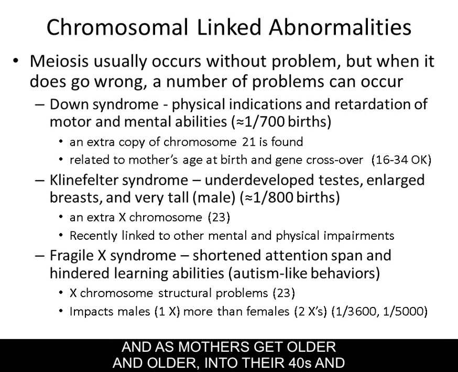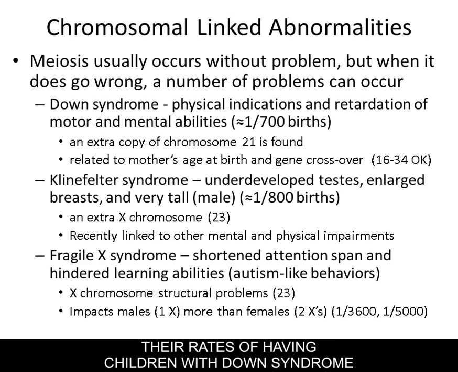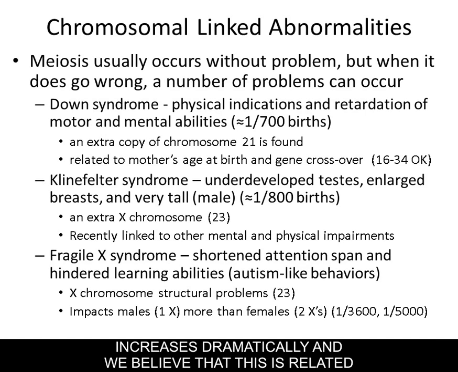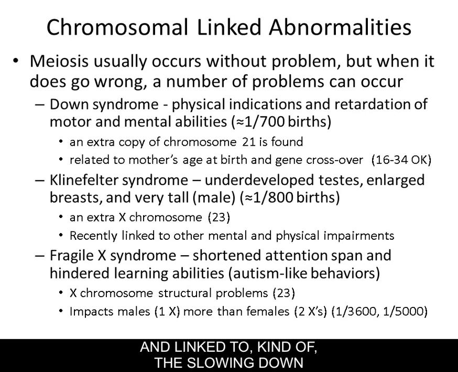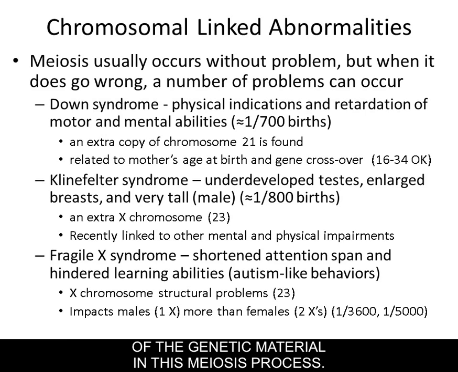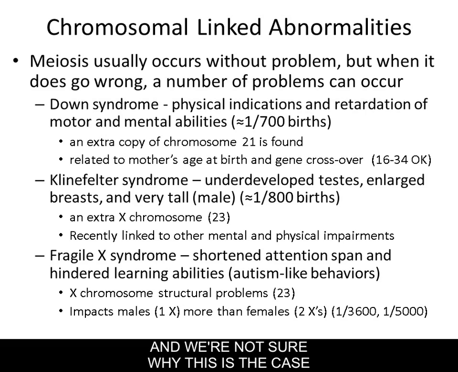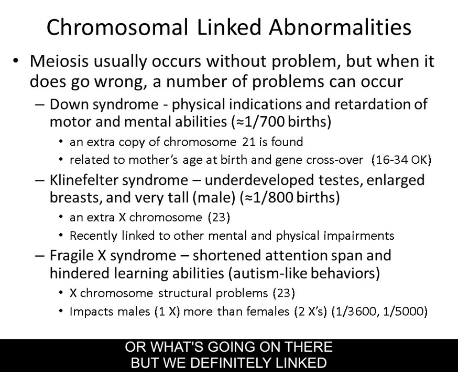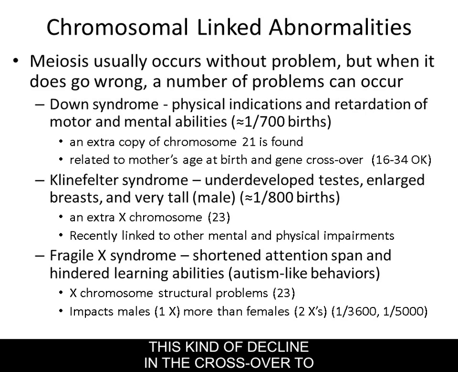And as mothers get older and older, into their 40s and 50s, when they bear children, their rates of having children with Down syndrome increases dramatically. And we believe that this is related and linked to the slowing down or the decline of the crossover that we saw of the genetic material in this meiosis process. And we're not sure why this is the case or what's going on there, but we've definitely linked this kind of decline in the crossover to Down syndrome cases.